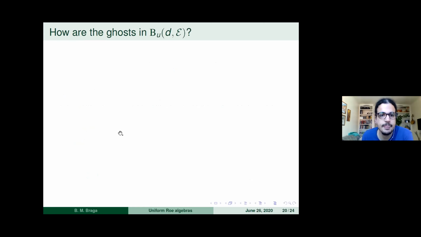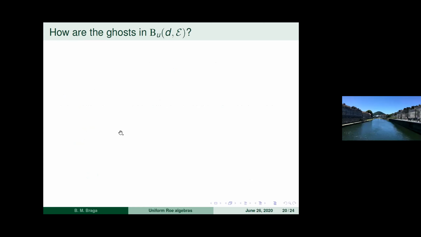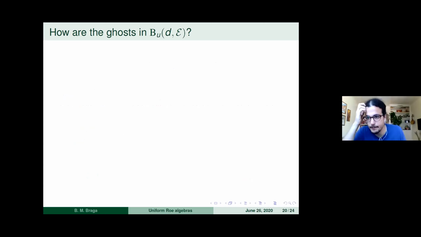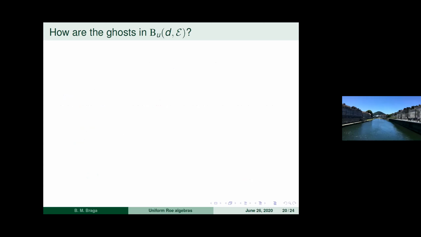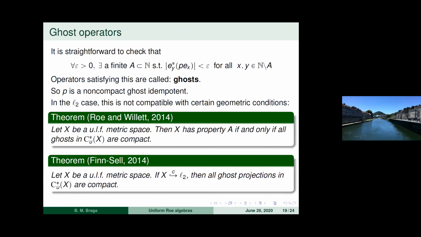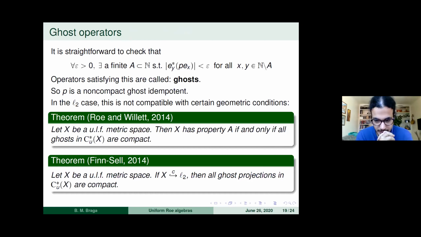Oh, sorry. Okay, I have a question. Sorry, go for it. So if you go back to your previous slide, do we know anything about the converse of Finn-Sell's theorem? I don't know. Sorry, let me think a little bit, but I don't know.